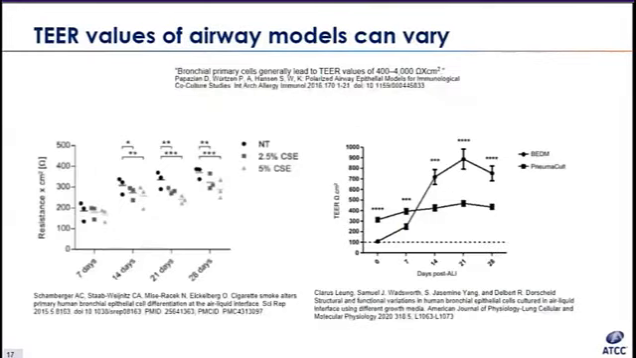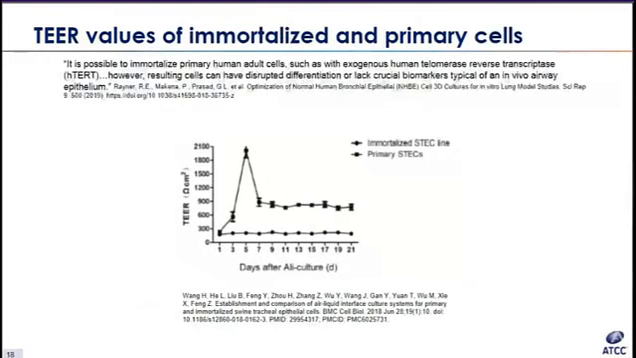Here is a slide to provide some additional background information on TEER measurements in bronchial airway models. These images were taken from scientific literature and demonstrate that TEER values from primary bronchial epithelial airway models can vary. Here are more images from scientific literature with previous work showing that there are TEER differences between models of primary bronchial epithelial cells versus HTERT bronchial epithelial airway models.